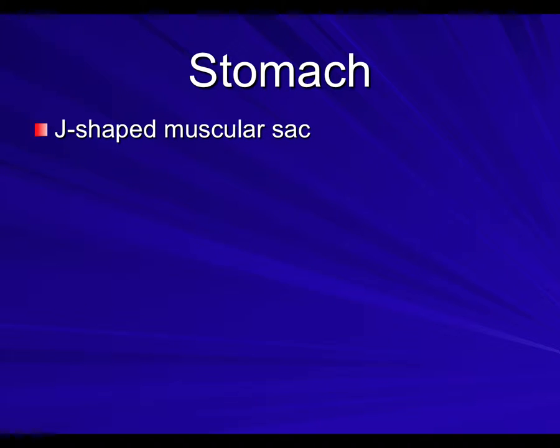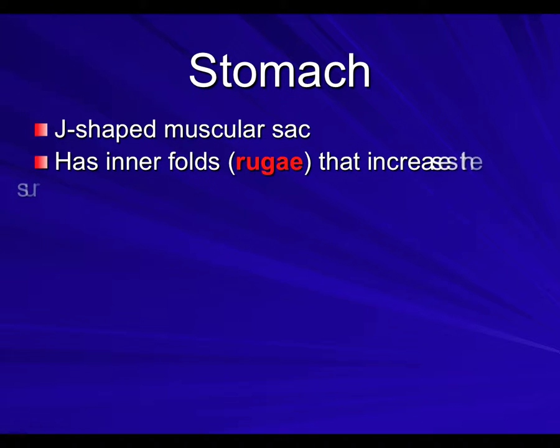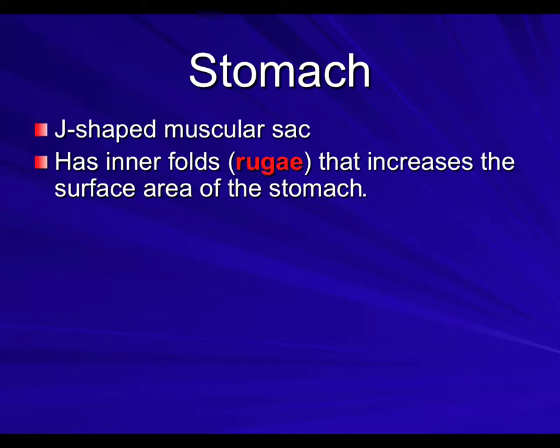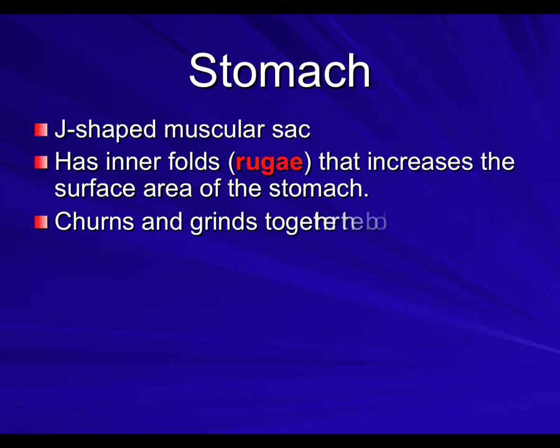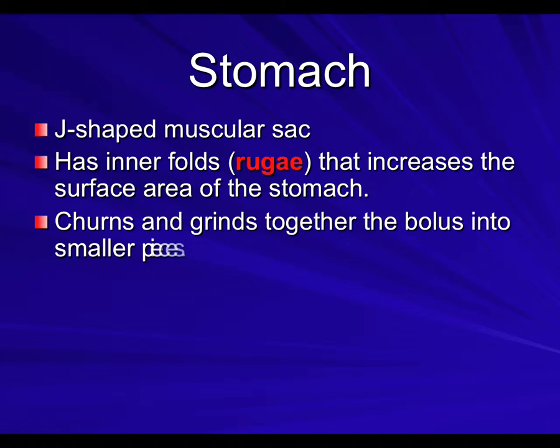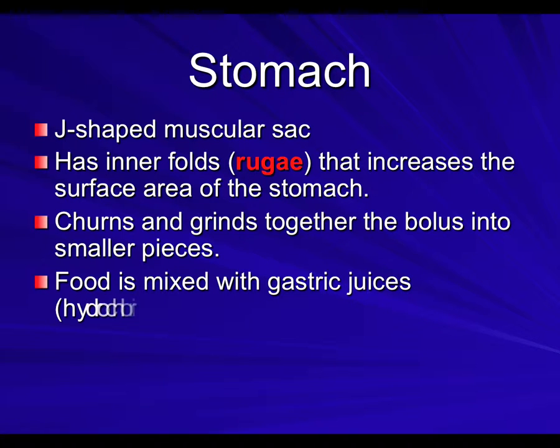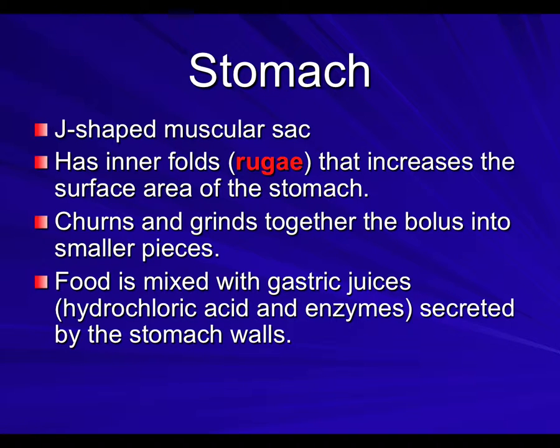Once it goes down that esophagus, it goes to the stomach. The stomach is a J-shaped muscular sac. It has inner folds called rugae that increase the surface area of your stomach. What it does is churn and grind the bolus into smaller pieces. Again, we are still doing some mechanical digestion of that food, and we are also starting the chemical digestion of the food here in the stomach.